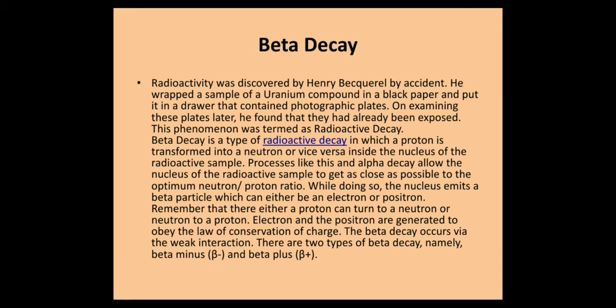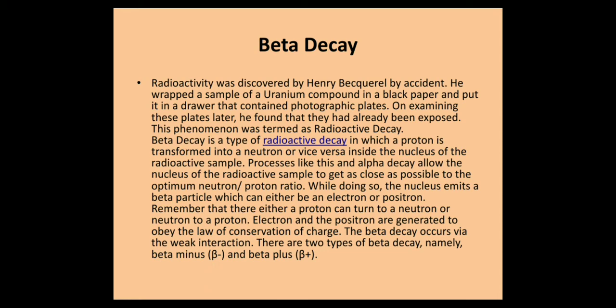Radioactivity was discovered by Henry Becquerel by accident. He wrapped a sample of uranium compound in black paper and put it in a drawer that contained photographic plates. On examining these plates later, he found that they had already been exposed. This phenomenon was termed radioactive decay.